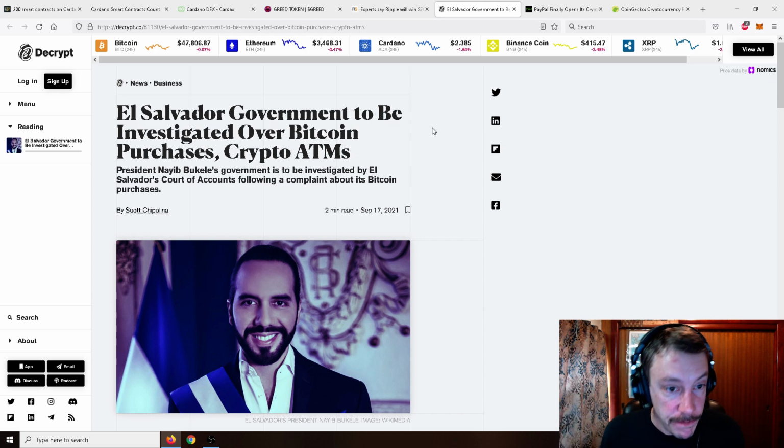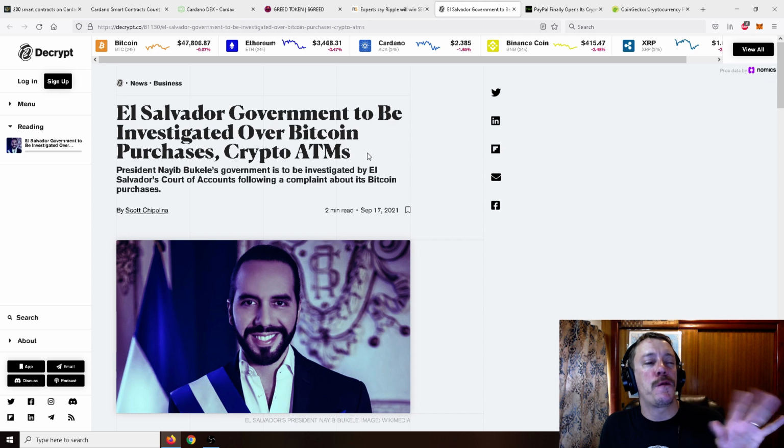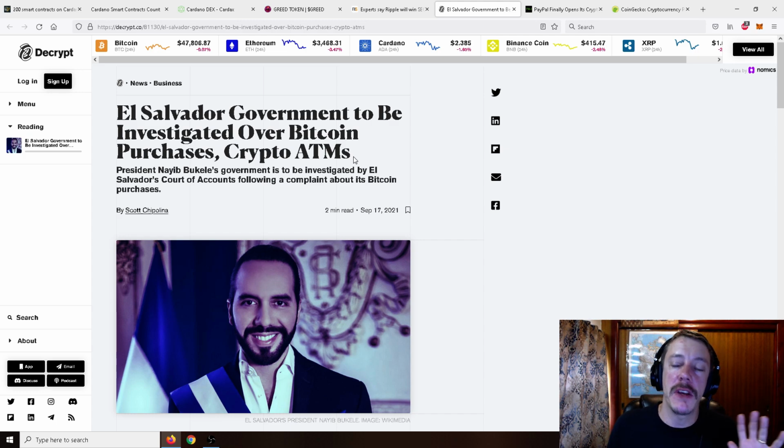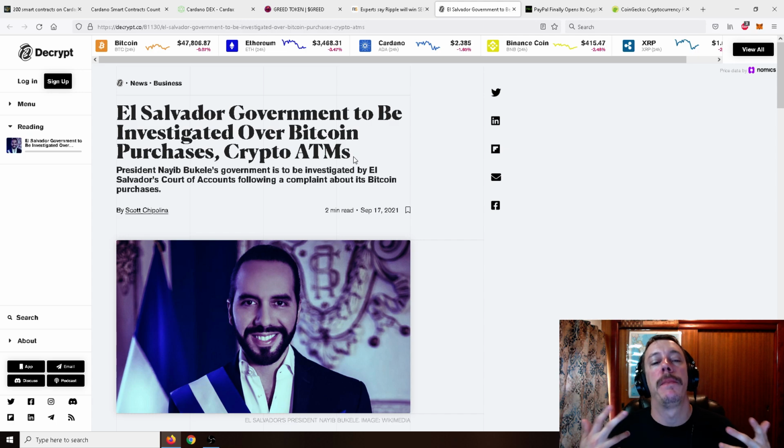It is legal currency. So El Salvador government to be investigated over Bitcoin purchases and crypto ATMs. So this FUD leads me to believe that something somewhere is attacking El Salvador to make an example out of them so that numerous other countries don't accept Bitcoin as a legal tender. Because I think it was Uruguay and Paraguay were thinking about it.